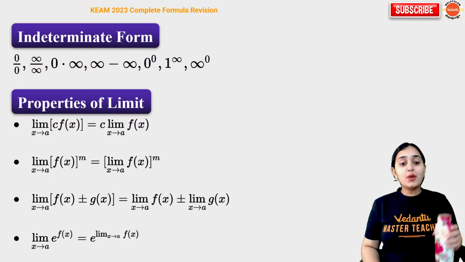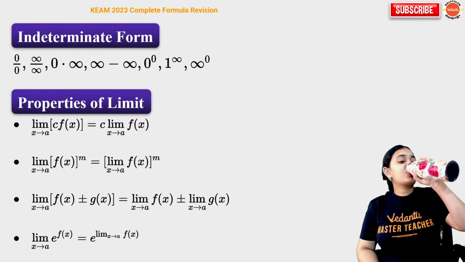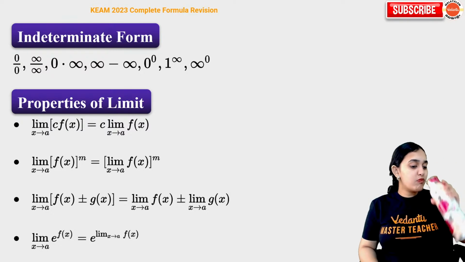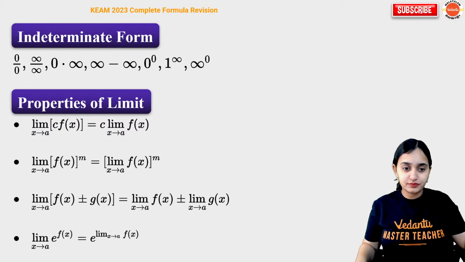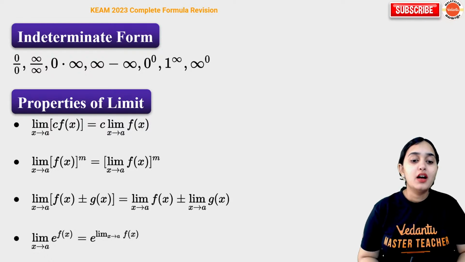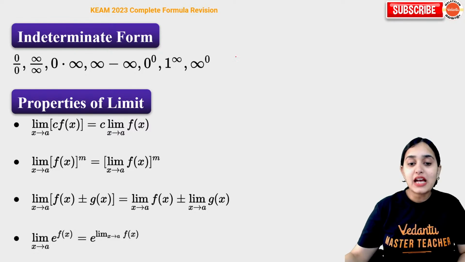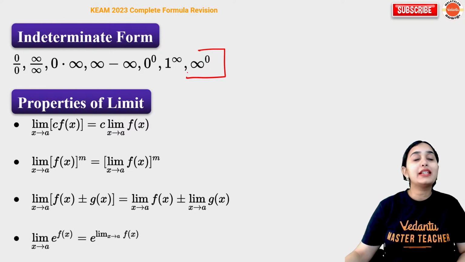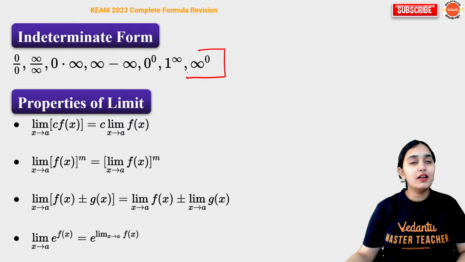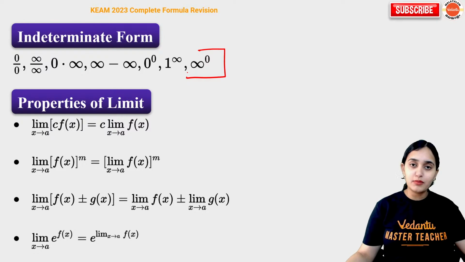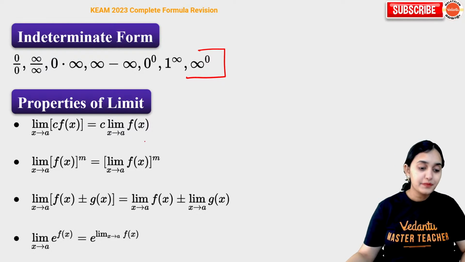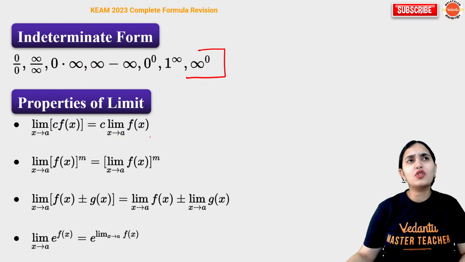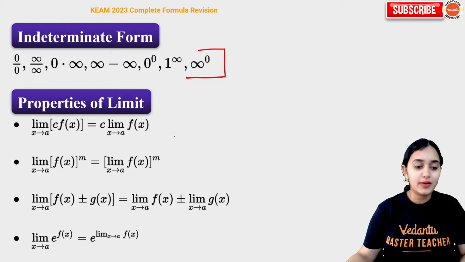Okay, starting with the limits chapter. Now limits. Generally the limits which are of indeterminate form can be removed and the limits can be found out. They are finite. Now what are the properties of limits? Day before yesterday we did the limits chapter, so I hope you remember all the formulas.